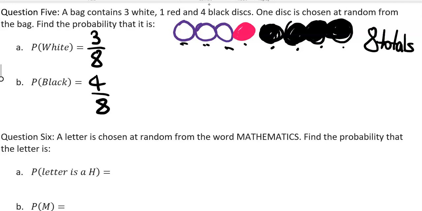Now you can simplify by dividing top and bottom by 4. How many 4s are in 4? How many 4s are in 8? Our answer is 1 over 2.